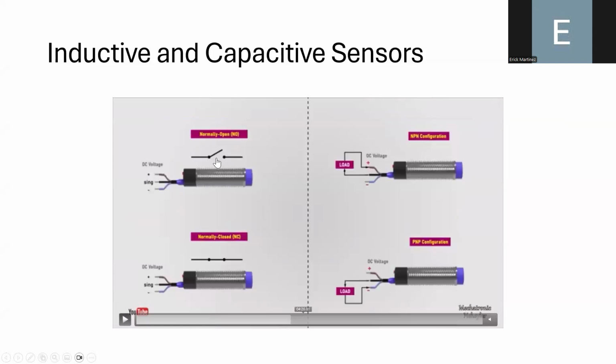Now, these are different ways in which you can connect the sensor as a normally open or normally closed contact. Because remember that these sensors can only detect the presence or absence of an object. So you will have here different connections in which you can connect these sensors in order to reproduce the behavior of a normally open or normally closed contact.